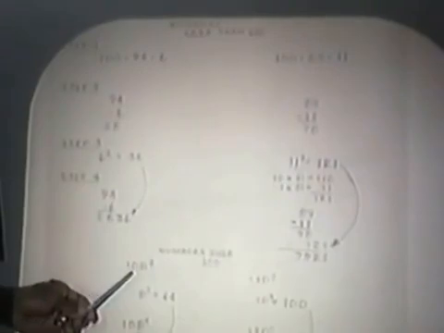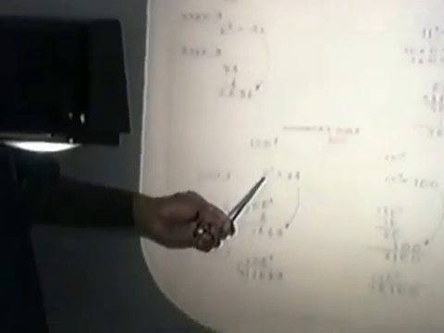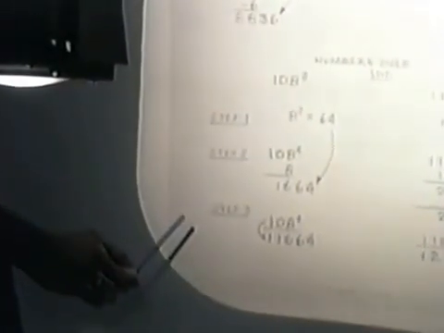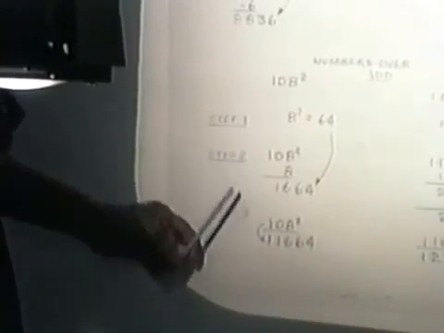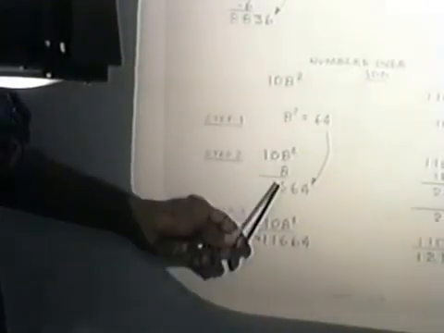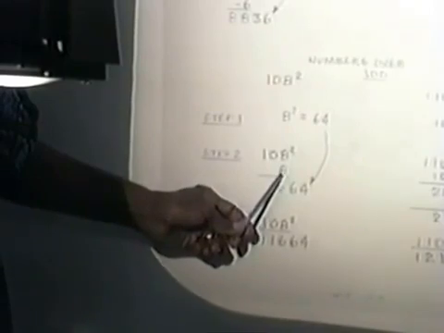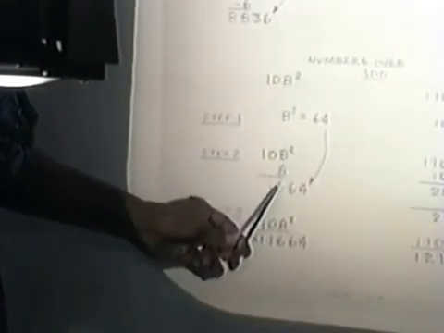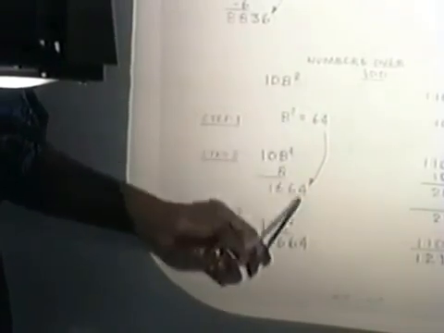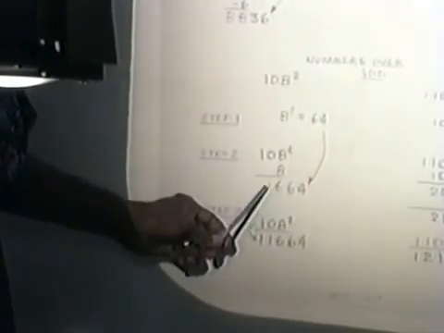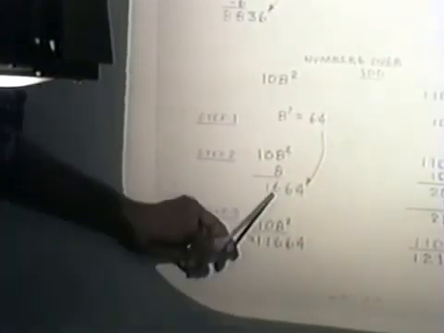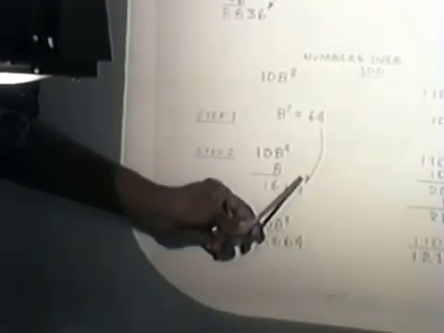Now we're going to go to numbers over 100. First step: what is the square of 108? The first thing we do is square the 8, which is 64. Since we're doing numbers over 100, we add the 8 to the 8 and we get 16. So now we have 16 plus 64. We get 1,664 because we brought that 64 down.